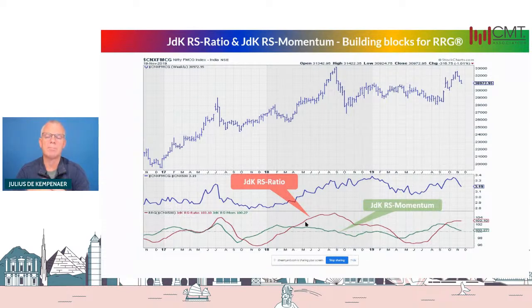This indicator tries to pick up trends in relative strength and measure them. So the higher that value, the stronger that trend, the lower that value, the weaker that trend. If it's above 100, it's an uptrend. If it's below 100, it's a downtrend.